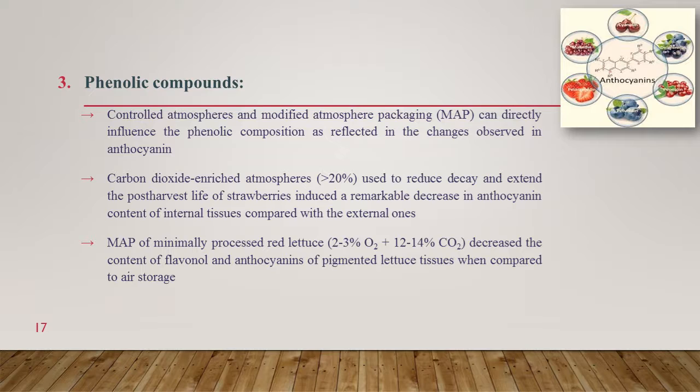Thus, the increase of soluble phenylpropanoids observed in midribs of minimally processed lettuce after storage in air was avoided under MAP. There is another example which shows that there is a decrease in all phenolic compounds, for example anthocyanins, flavanols and caffeoyl tartaric and p-coumaryl tartaric acid, in both skin and pulp of grape berries rapidly brought under anaerobiosis in a carbon dioxide enriched atmosphere.